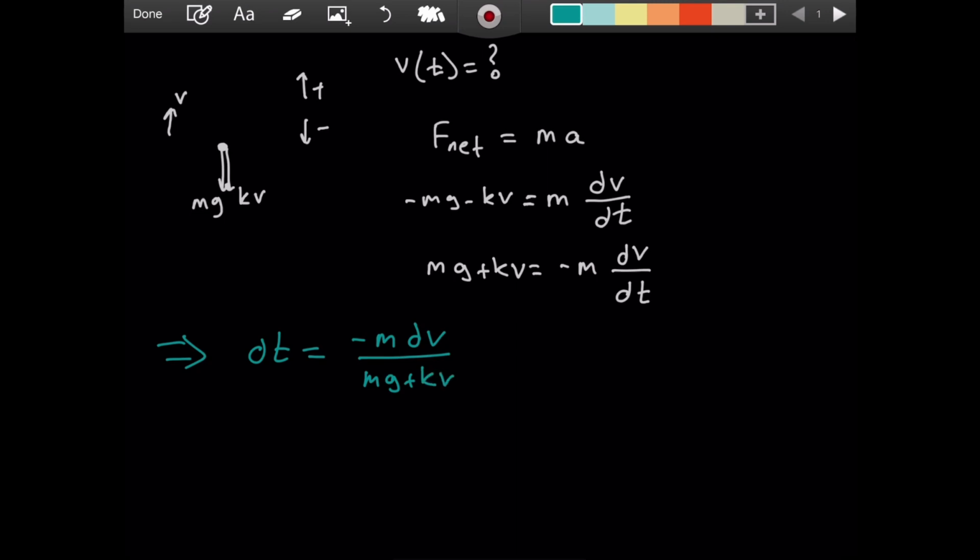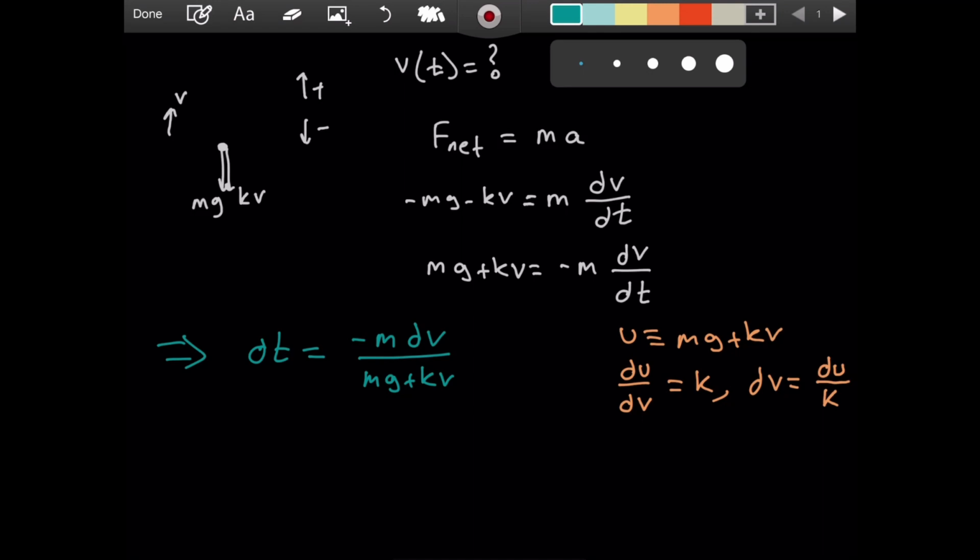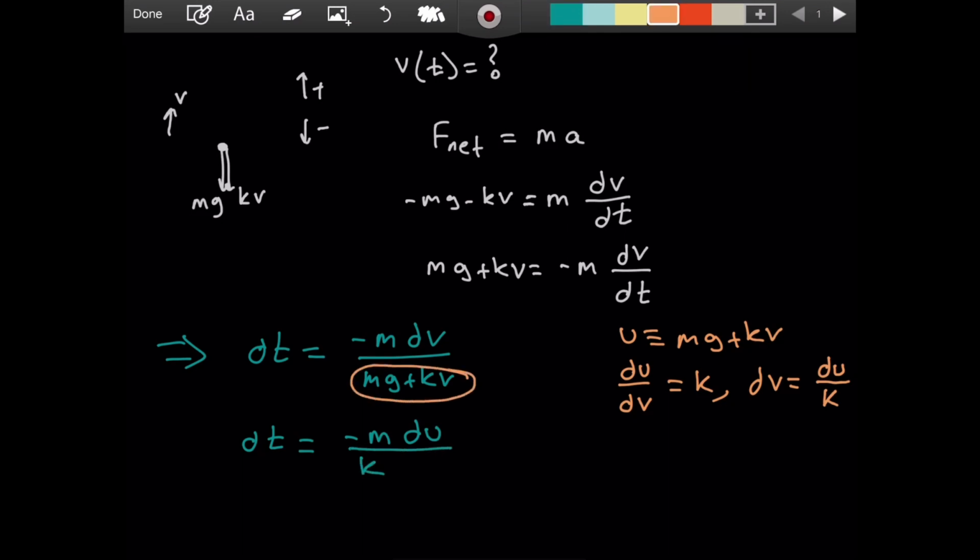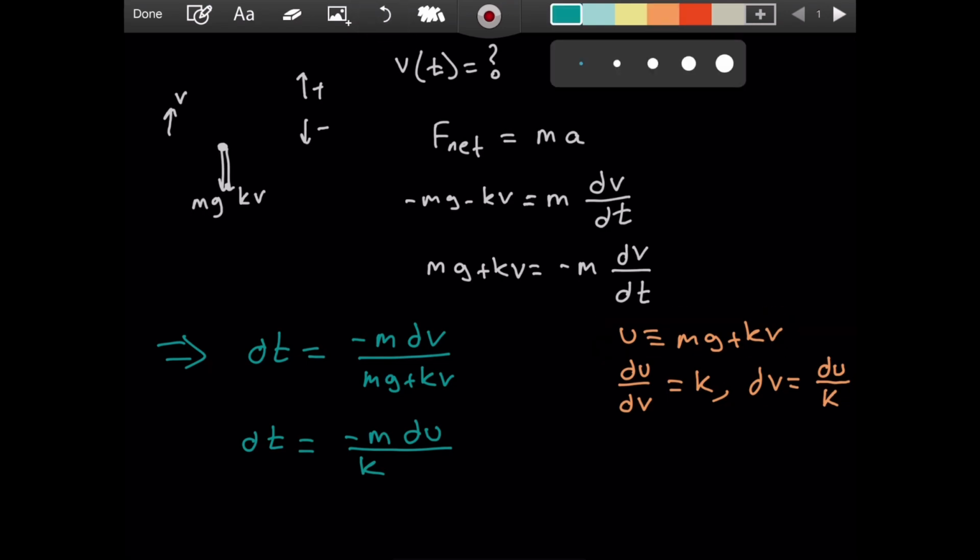Alright? Here, in order to solve this, I will assign a variable for mg plus kv. I will use u substitution. So I will say u is defined to be mg plus kv. If I take the derivative with respect to v on both sides, du by dv is going to be equal to, mg is a constant, kv will give k. So we see that dv is equal to du divided by k. Okay? Now I will substitute this. This is very important. So we will have dt is equal to negative m. Here, instead of dv, we will substitute du divided by k. So we have du divided by k, and this part, mg plus kv, well, we defined it to be u. So we will just put u.